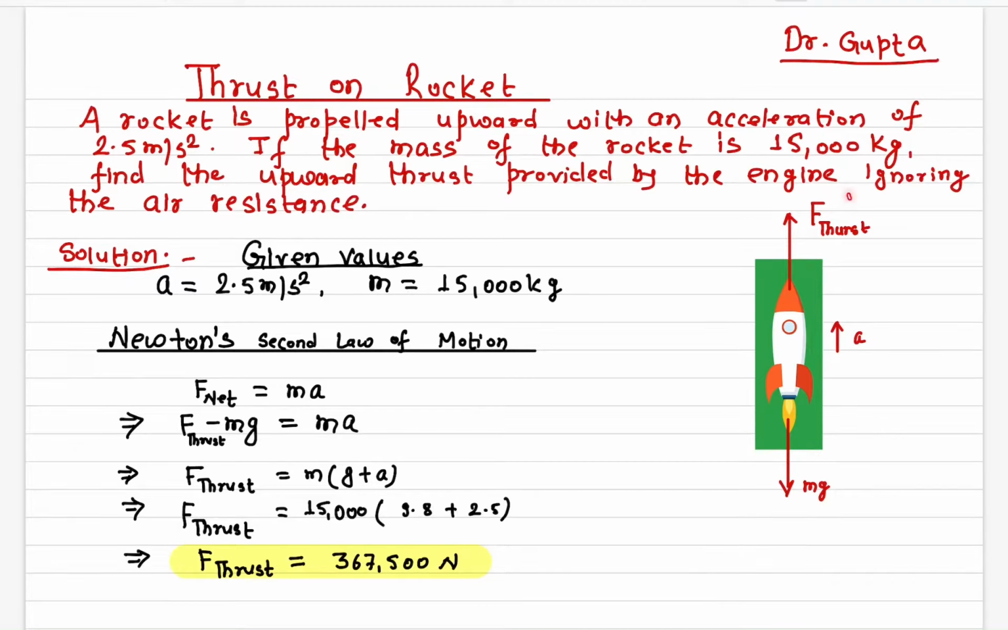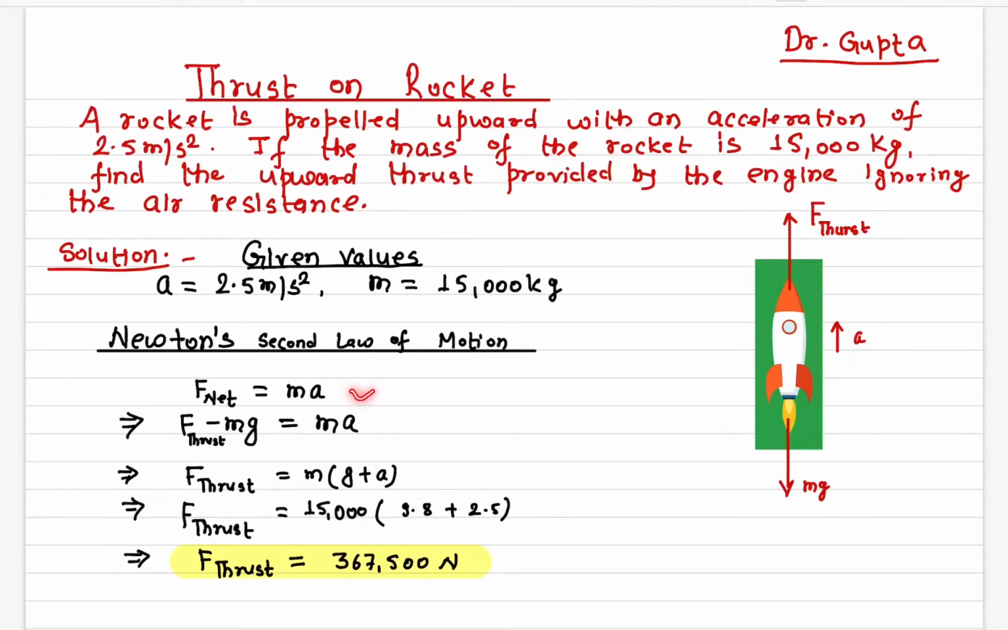We simply can write down F thrust is equal to mg. So we can write F equals mg when the system is either at rest or moving with a constant velocity. But in this particular problem, the rocket is accelerating. So we're going to use Newton's second law of motion to write down the equation of motion.